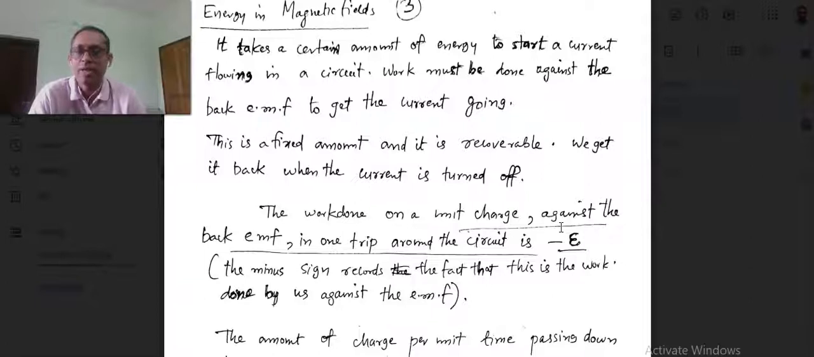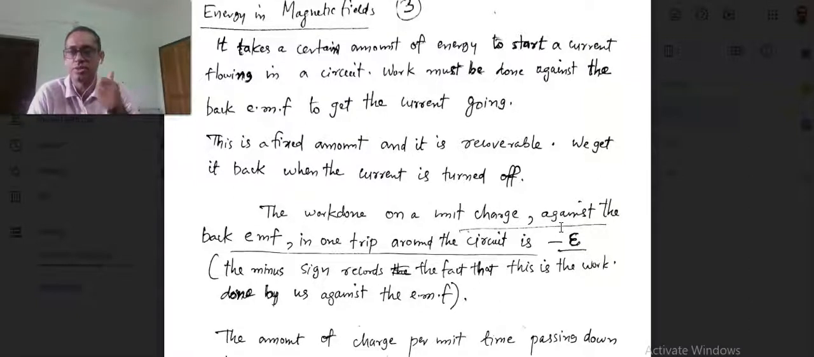The back EMF that we saw in the last class: whenever current through a circuit changes, a back EMF will be induced in the circuit, and that opposes that change in current. It is the back EMF. So due to this back EMF, work must be done against this back EMF to get the current going.